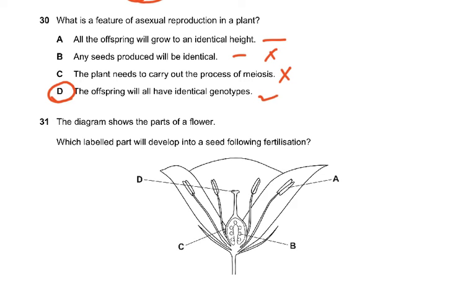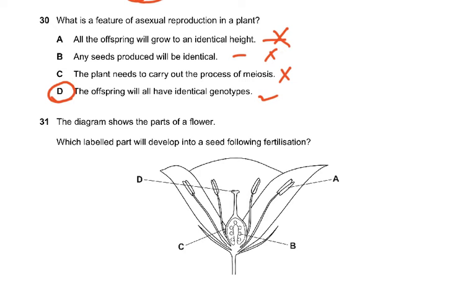The offspring will all have identical genotypes. Yeah, they will have. Why is A wrong? You see, it depends upon how much nitrates and phosphates and sulfates are in the soil. That will determine the height. The height is determined, yes, genetically too, but also because of the other features. If there's no light, it's growing in the shade, how will it grow to the same height? So the offspring will have identical genotypes, which is a feature of asexual reproduction in a plant. So that is why the answer to 30 is D.